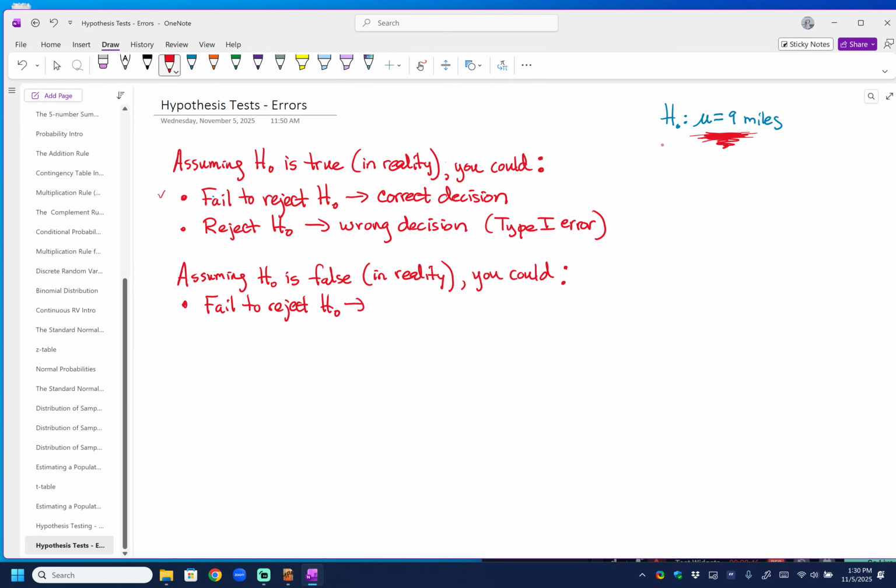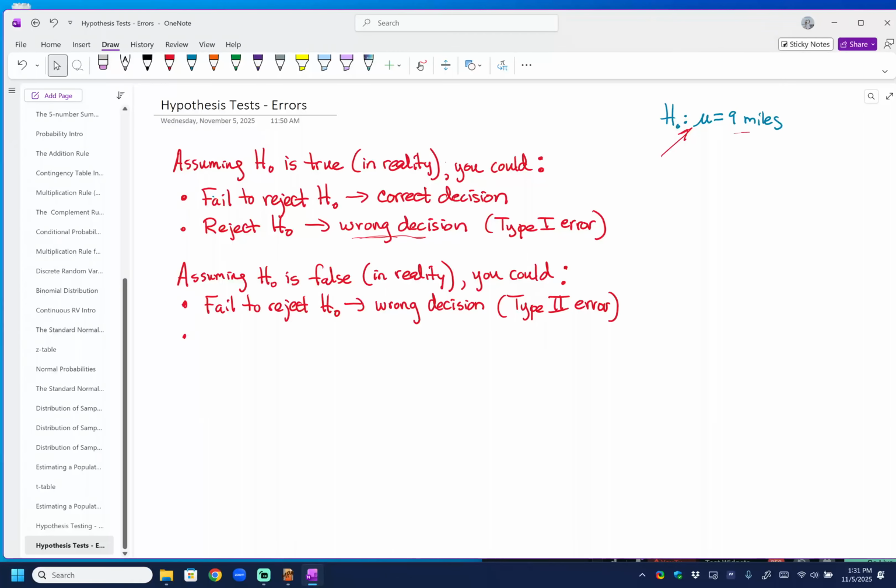But the problem here is, in the real world, that is false. That is not true. So therefore, you're actually making the wrong decision, but a different wrong decision. Specifically, this is failing to reject a false null hypothesis. Whereas this one up here was rejecting a true null hypothesis. This is failing to reject a false one. That's different. This is called a type 2 error.